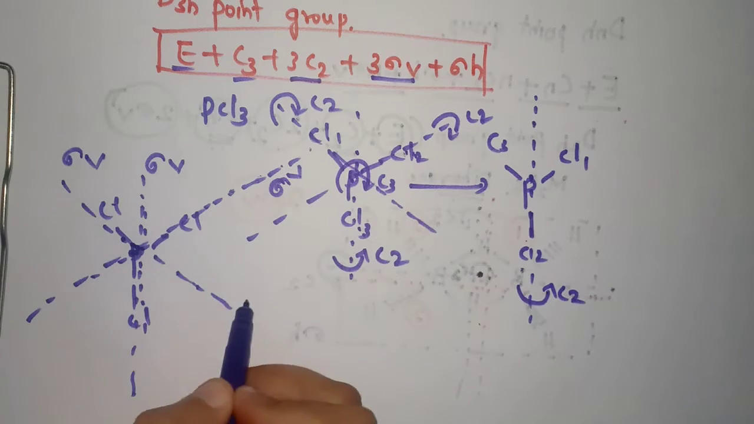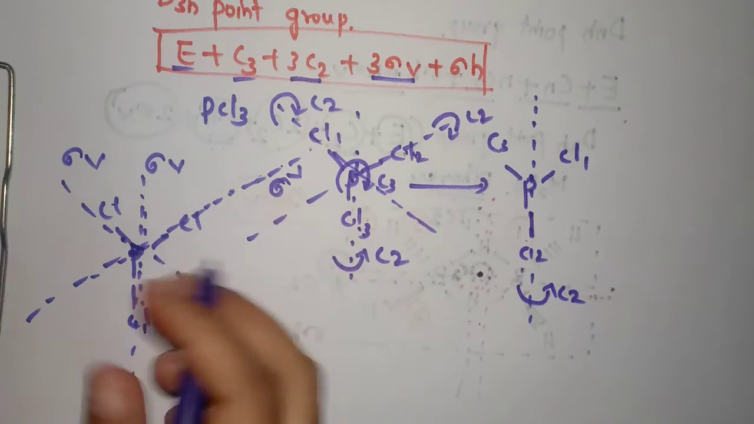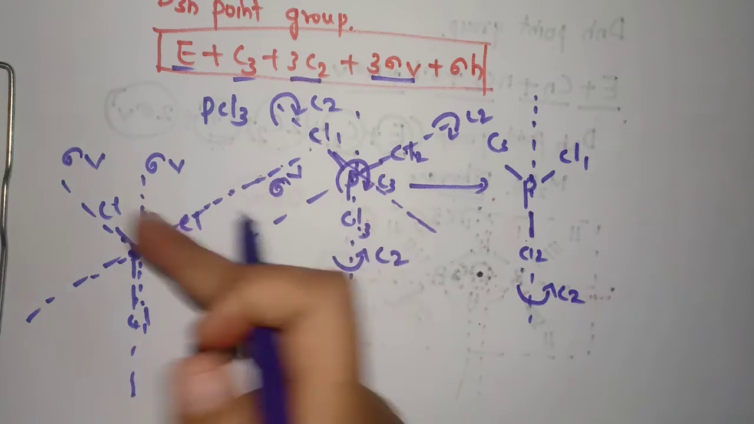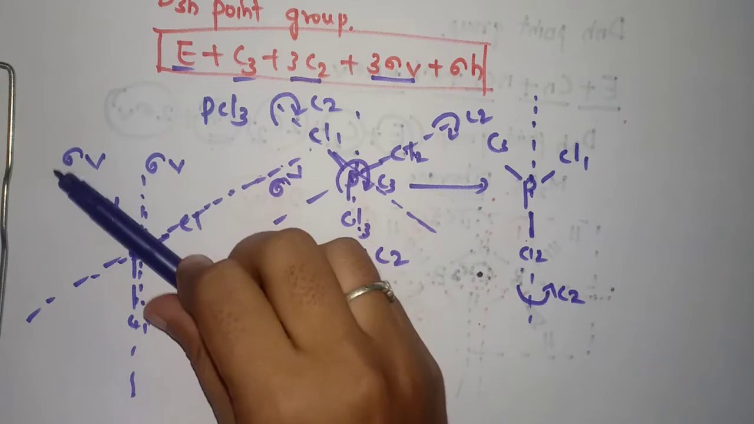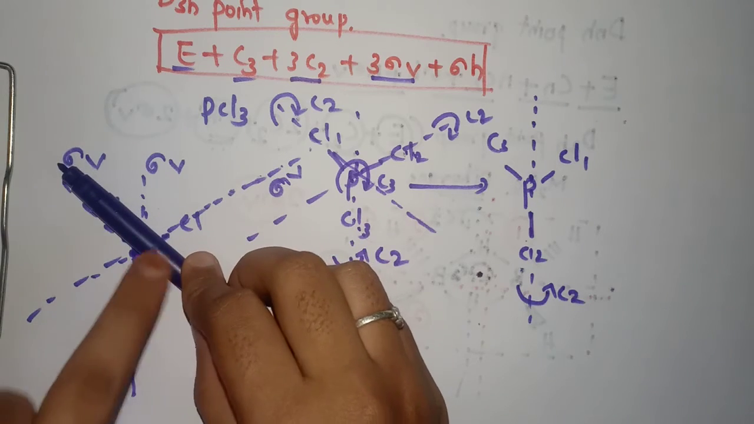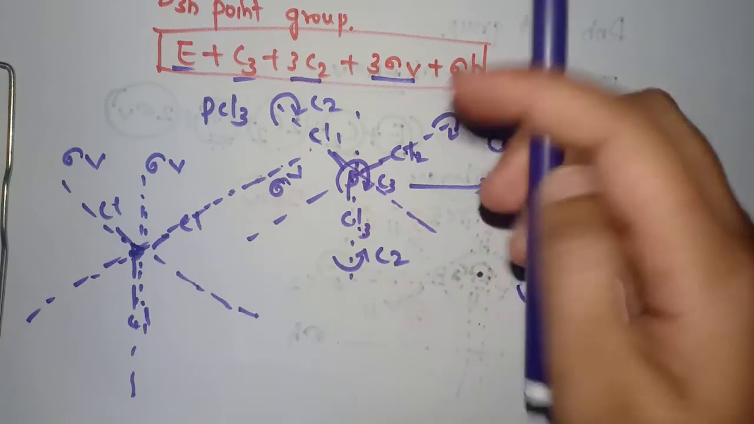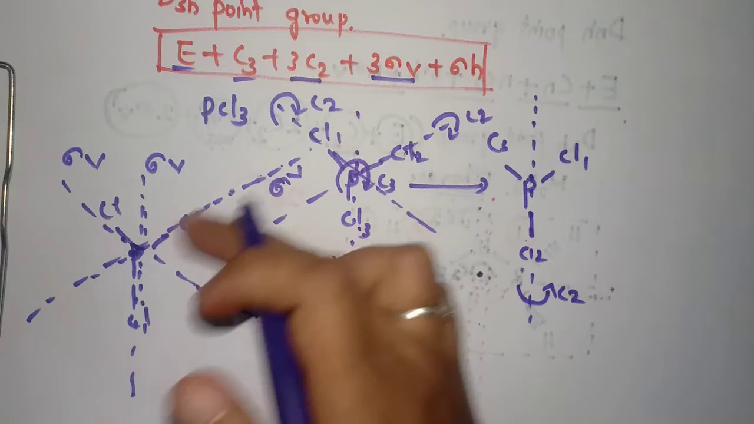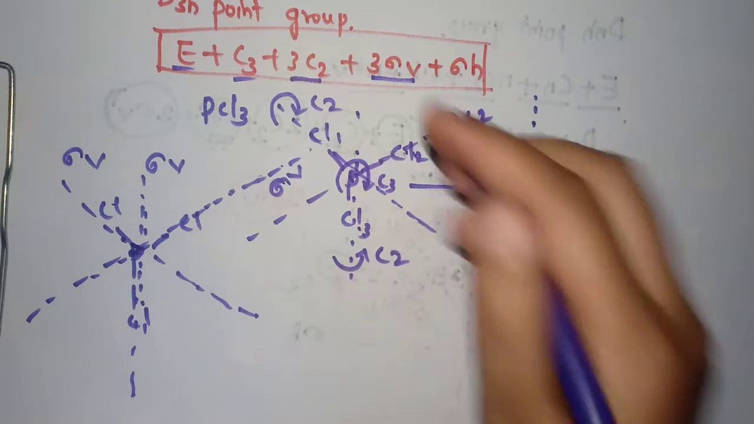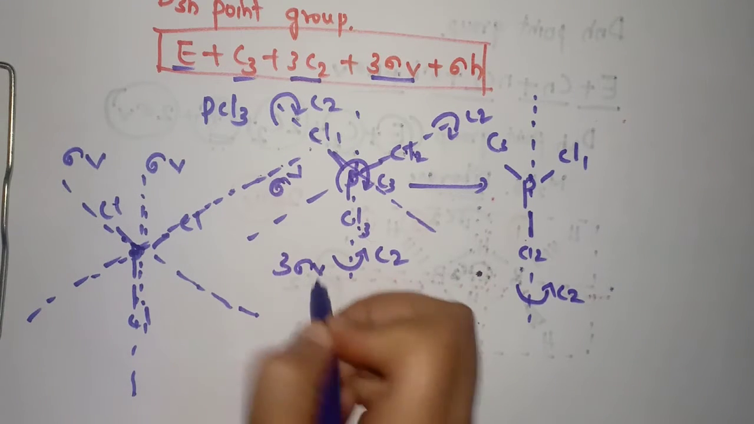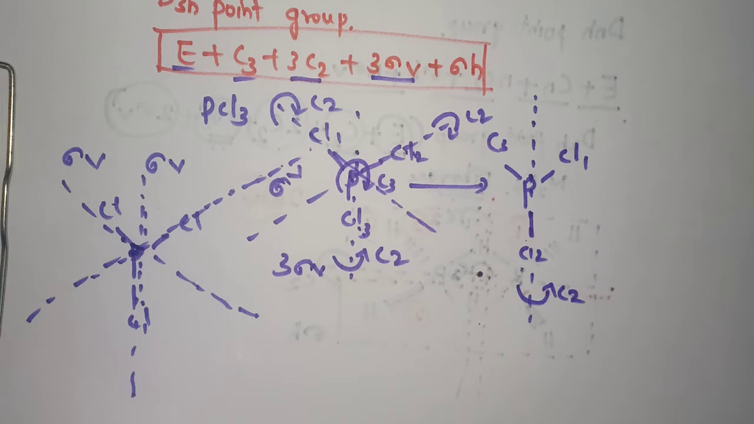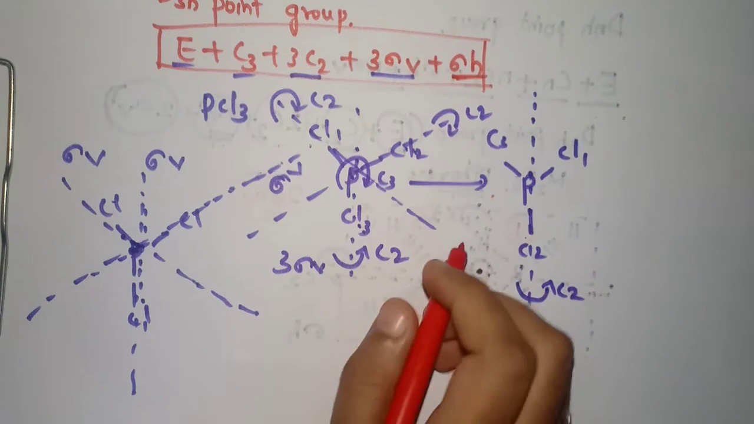See here, if I pass the plane like this, it is cut into 2 equal halves. See, if I place here, this Cl1 is in the first half and this Cl1 is in the second half. See, these two are the mirror images of each other. So 3 sigma V are present in this. Now we should look at sigma H.